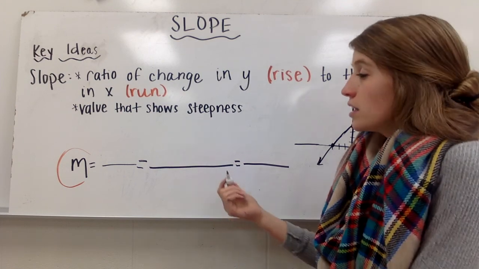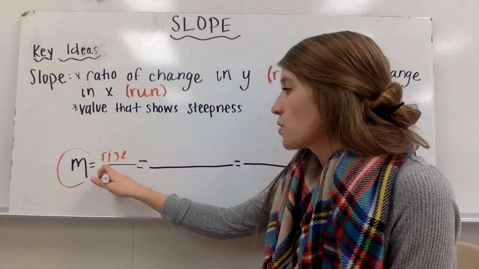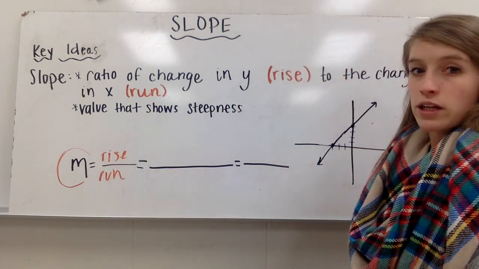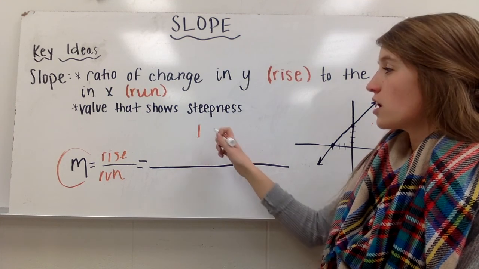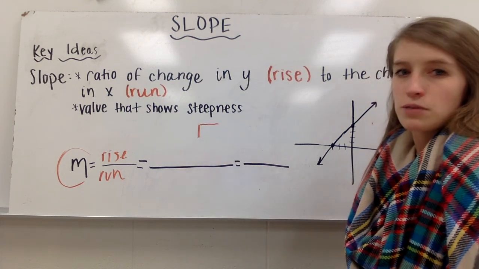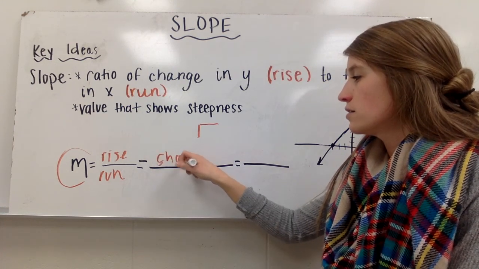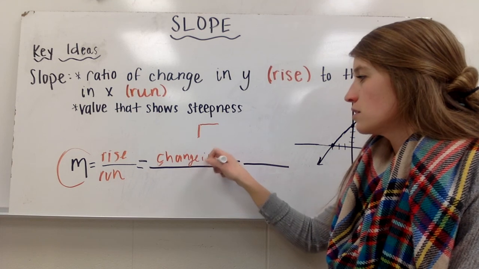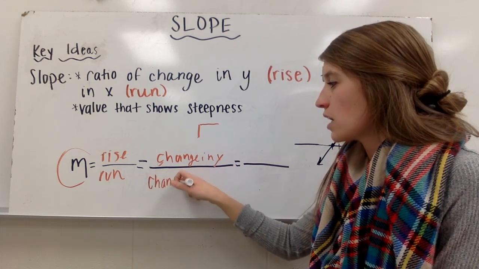So one way we find slope is we use the letter M to define our slope. Slope is the rise over the run, which we can think about like stairs. Rise is how high your steps are. Run is how deep or long your steps are. So rise is the change in y, and the run is the change in x.